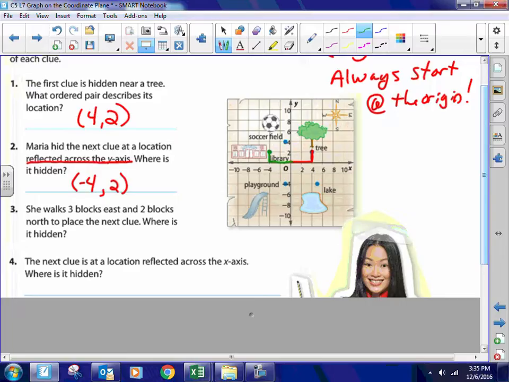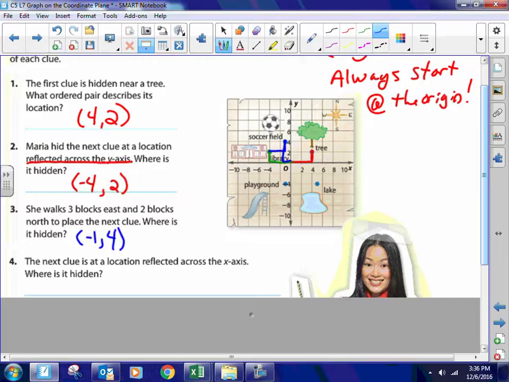What they don't explain is that they're coming from that last point. -4, comma 2 is where they're at. So I will use a blue marker, and we will go over 3 blocks to the east. Now remember, every line is 2 blocks, so we have to go to here and then up 2 blocks. And we come to the point, and where is it hidden? We do x first, so that's -1, and then we do our y point, and that's 4. Excellent, not too bad.